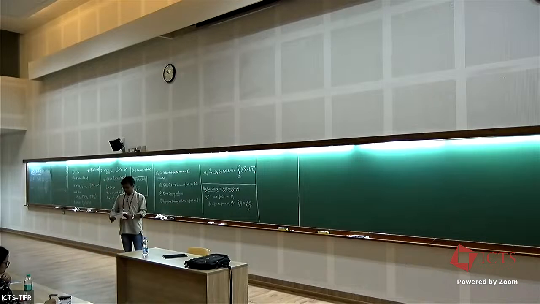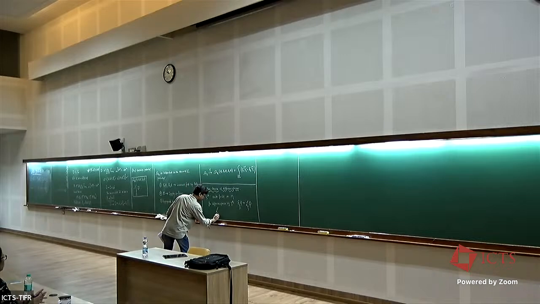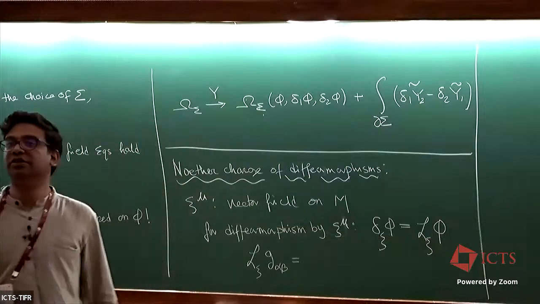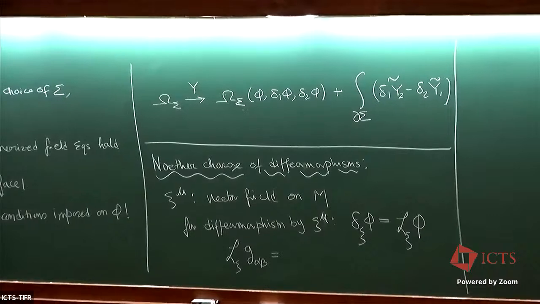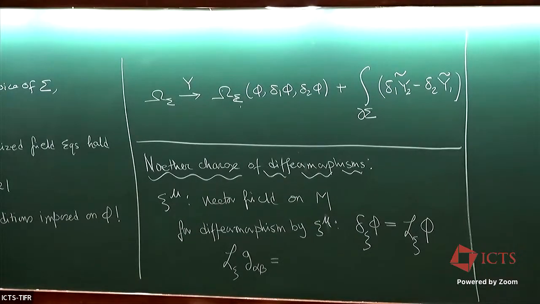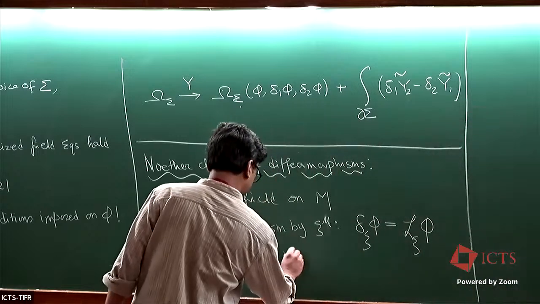For example, if I have the metric, I already know this structure. What is the structure? The Lie derivative acting on the metric. What does it give you? This gives you the structure. I am sure you know that.